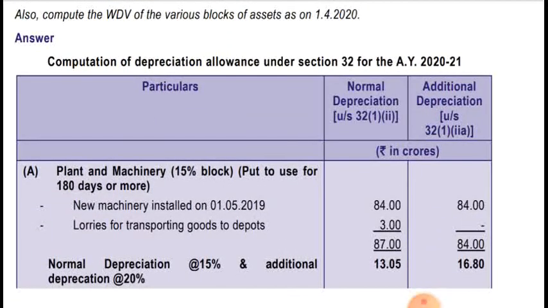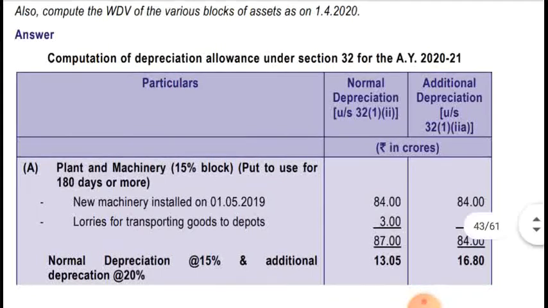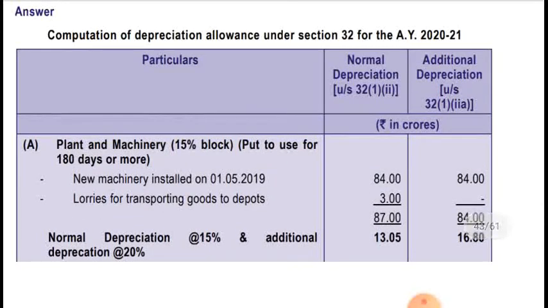Computation of depreciation allowance under section 32 for the assessment year 2021. Normal depreciation under section 32(1)(ii) and additional depreciation under section 32(1)(iia). We have to compute both. Let's see. Plant and machinery 15% block put to use for 180 days or more. New plant and machinery, new machinery installed on 1st May 2019, 84 lakhs. In this we'll get additional depreciation also.